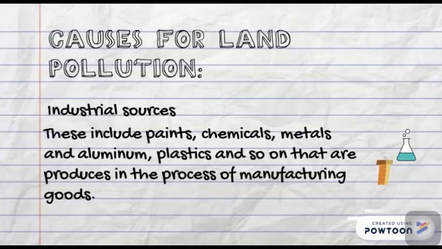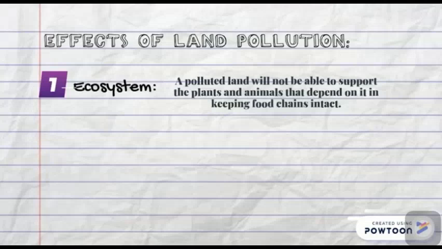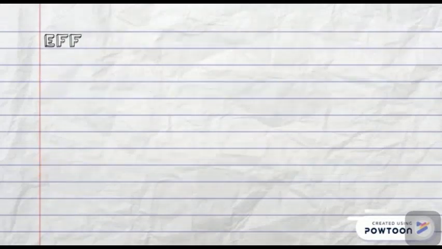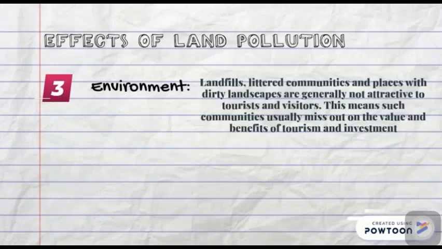Effects of land pollution. 1. Ecosystem. A polluted land will not be able to support the plants and animals that depend on it in keeping food chains intact. 2. Health. There are many pollutants in soils that can be very harmful when exposed to humans over long periods. 3. Environment. Landfills, littered communities and places with dirty landscapes are generally not attractive to tourists and visitors. This means such communities usually miss out on the value and benefits of tourism and investment.